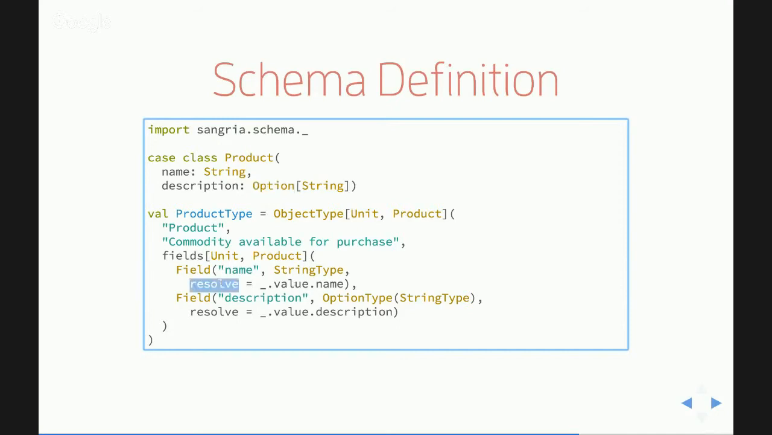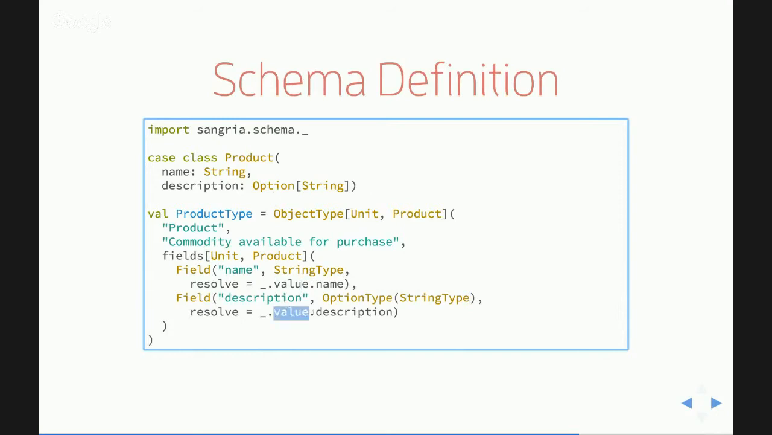And the last thing, but by no means the least important, is the resolve function. This function should be defined for all of the fields. This is the place where you bind your application logic to a GraphQL type. So here you can react to this field. If a client asks for a name, for example, this resolve function would be called. And here you can do whatever you want. In this case, this value contains a product, and I just expose the name of the product. But you can have arbitrary logic in here, as we will see on the next slide.